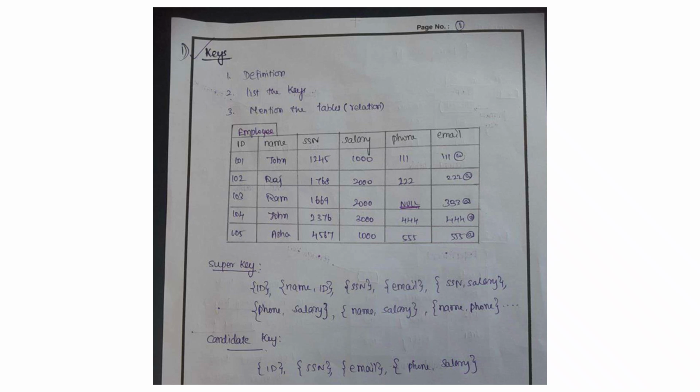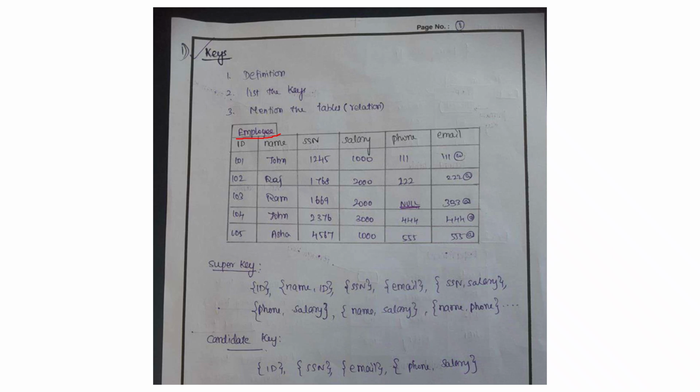So this is a table. So in DBMS, we are not saying this is a table. This is called a relation. So the relation name, that is the table name is employee. So employee is a table name. Employee is a relation name. These are the attributes here. ID, name, SSN, salary, phone, and email are the attributes.